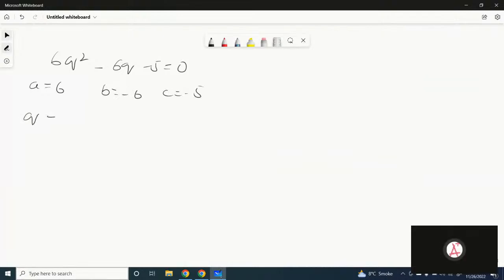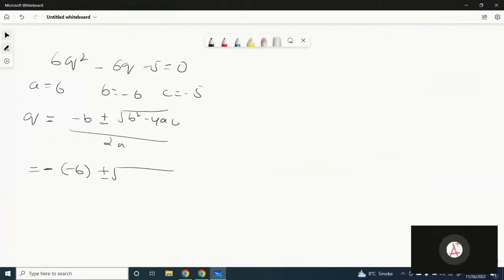So the quadratic equation would be q equals negative b plus minus square root b square minus 4ac divided by 2a. Got it? Just replace all the variables with their values. It would be negative 6 plus minus negative 6 square minus 4, a is 6, c is negative 5. And you have 2, and a is 6.